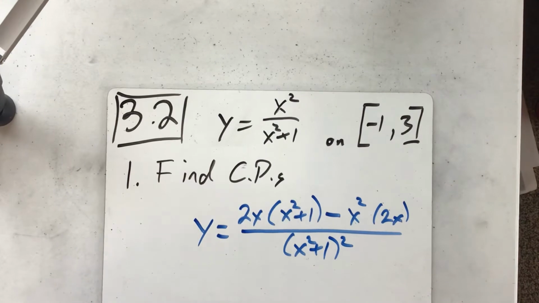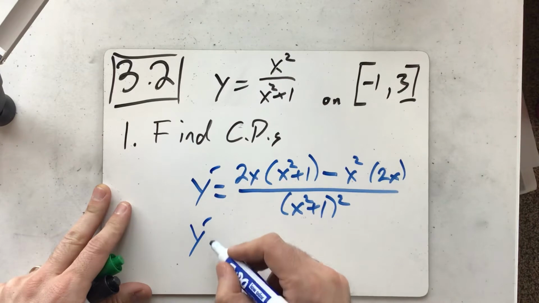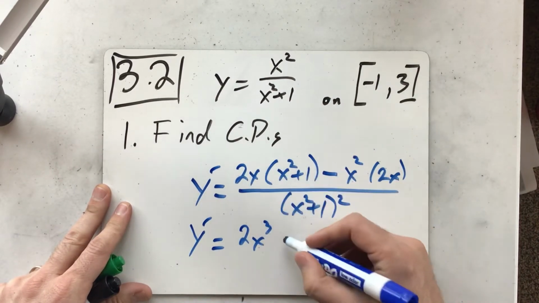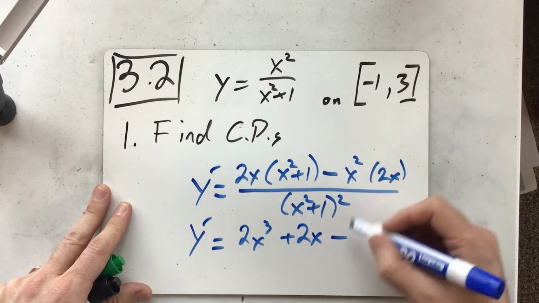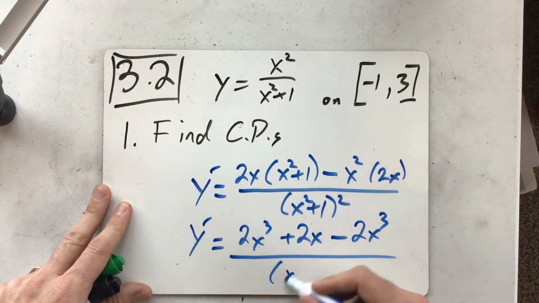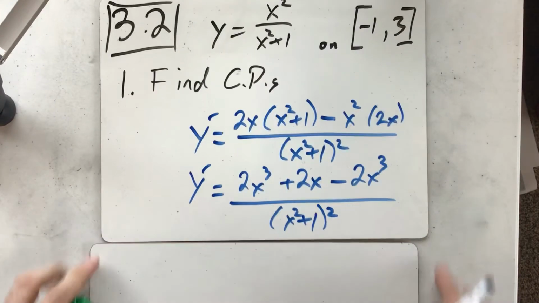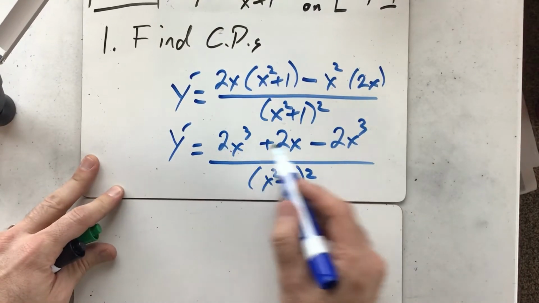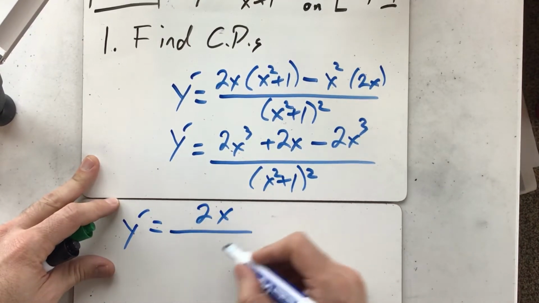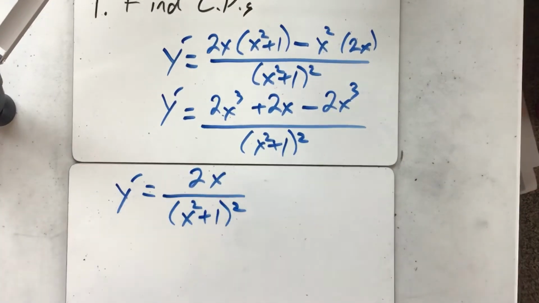This is one where doing a little bit of algebra is actually going to help us. So let's simplify this just a little bit. Oh, this is a derivative. So let's multiply in there and we'll get 2x cubed plus 2x minus, and notice this is 2x cubed, all divided by x squared plus 1 squared. And now let's do one more step because you notice we have 2x cubed and minus 2x cubed, so y prime is actually just 2x divided by x squared plus 1 squared. So this is a much friendlier equation.